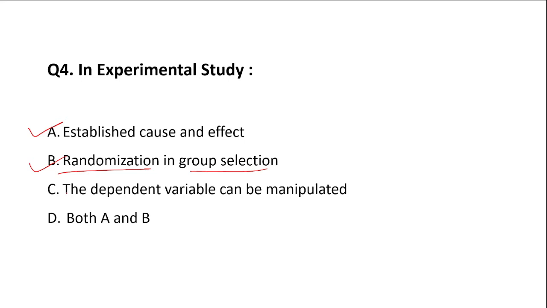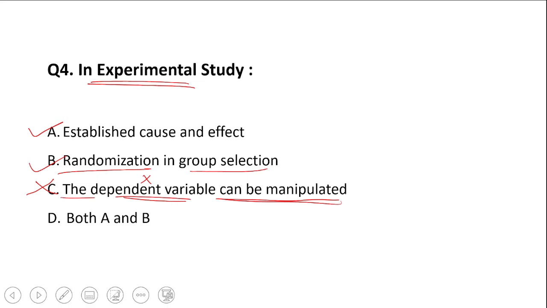Option C, the dependent variable can be manipulated. So this statement is incorrect, because in experimental research, only the independent variable can be manipulated, replicated, and controlled, not the dependent variable. Which means option C is incorrect. So options A and B are right. So the correct option is option D, both A and B.